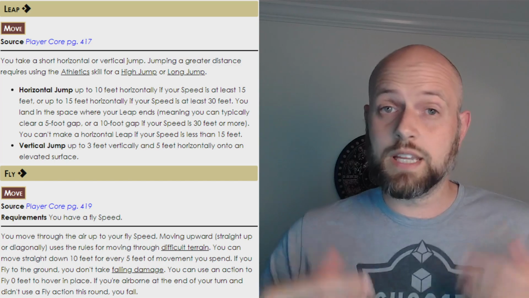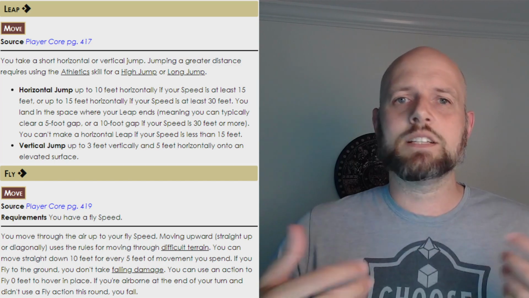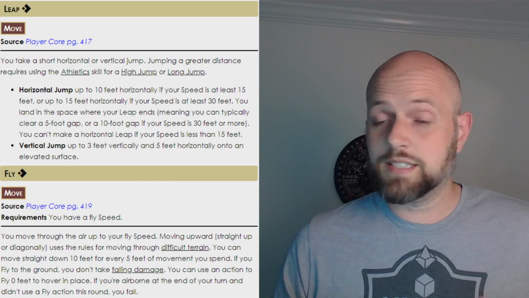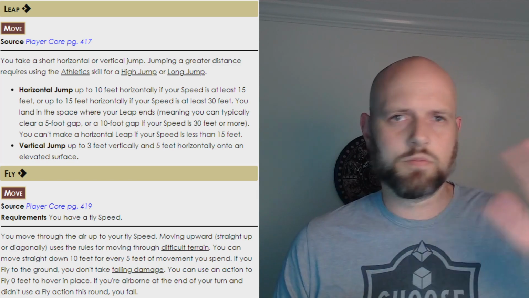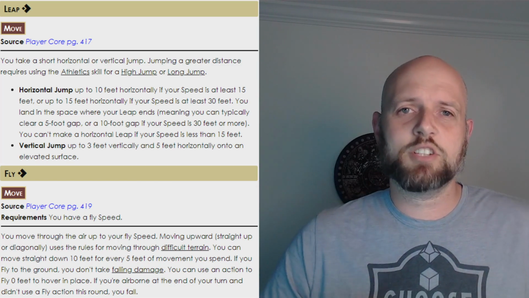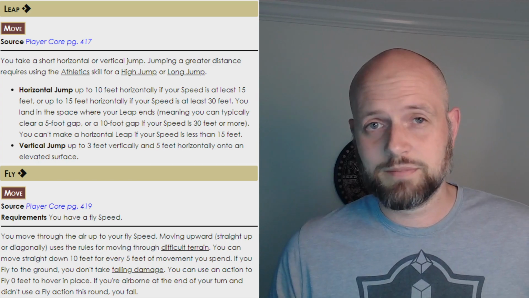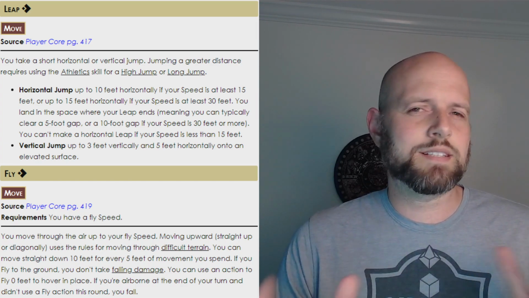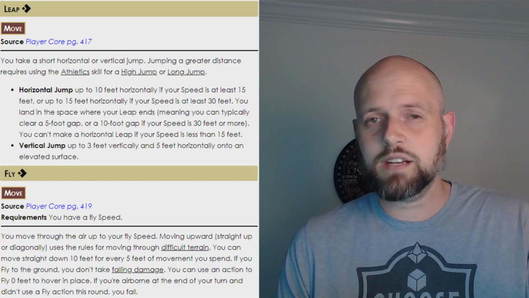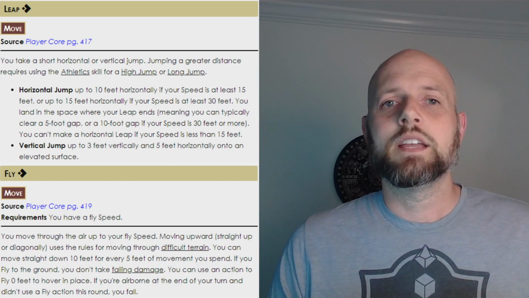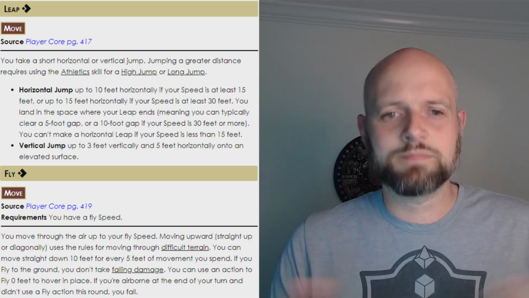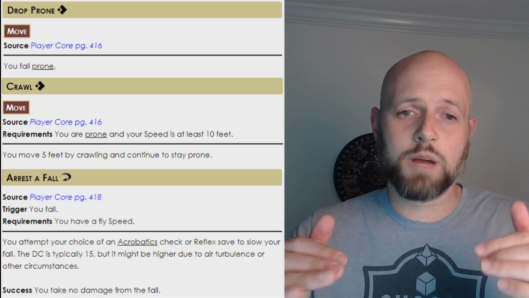But then there's leap. This is a standing jump. Whether you jump forward or jump up, this is just jumping. This isn't a long jump or a high jump. Those are for a different skill video. This is just your general jump. Everybody can jump. Then there's fly and burrow. Put them together because they're basically the same idea. If you have a fly speed or a burrowing speed, you can fly or burrow up to that speed. Pretty simple. Then there's dropping prone.